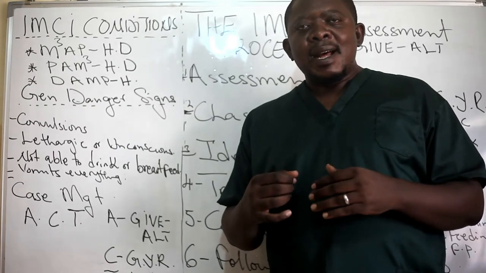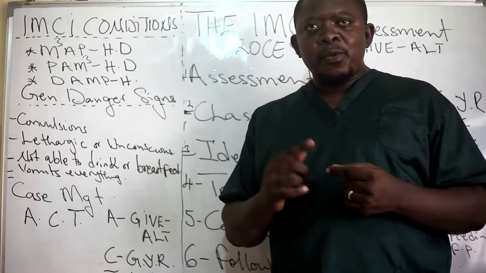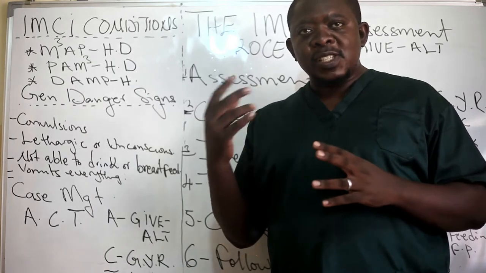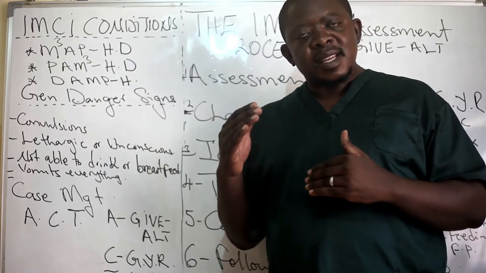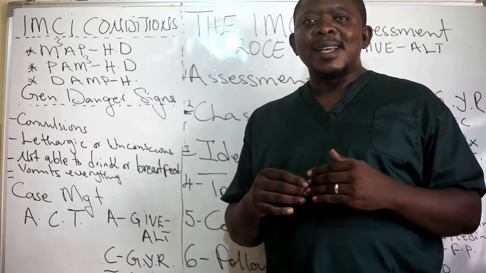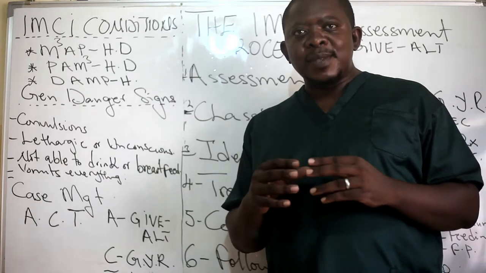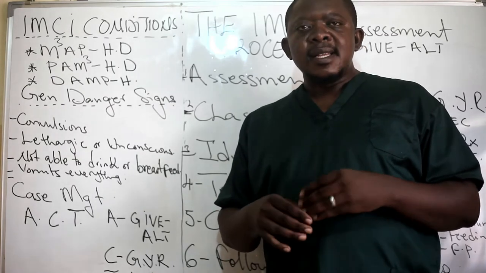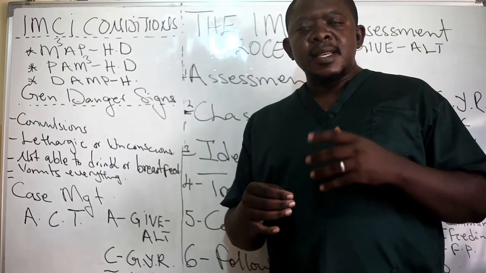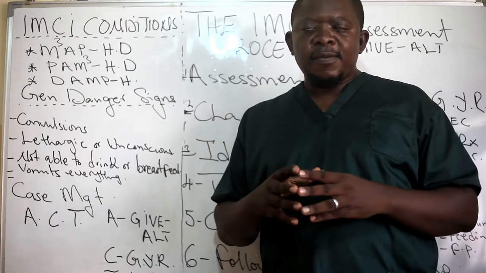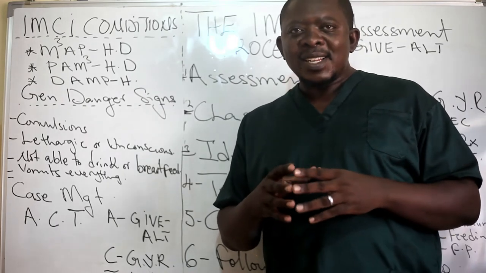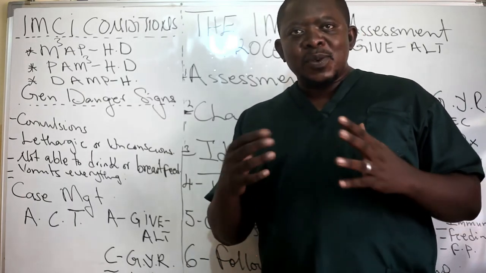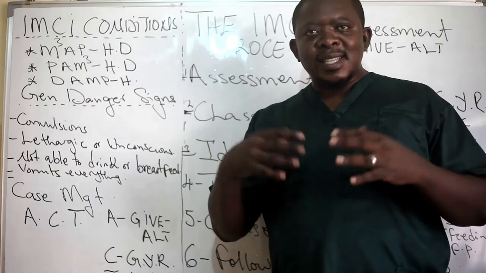of IMCI are three. The first component is to improve the technical skills of health workers, so that health workers can better manage diseases that are found within the age group of less than 5 years. The second component of IMCI is to improve the general management of childhood illnesses. Then the third component is to improve family and community practices concerning management of children that are below 5 years.